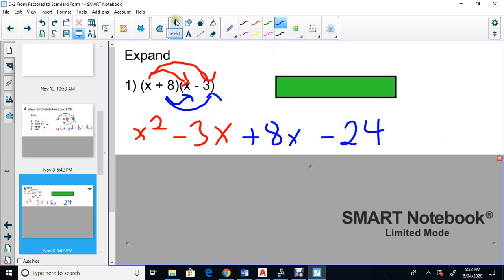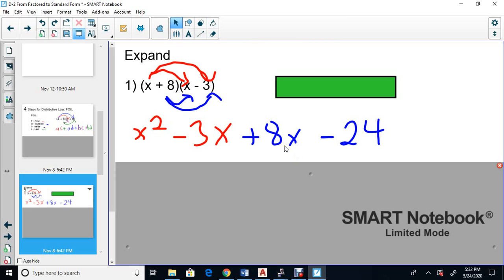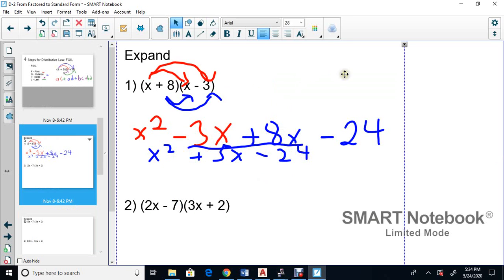Now we're going to go and clean this up. We're going to add the two middle terms. We're going to put these together. So we get x squared plus 5x minus 24. We left the minus 24 and the x squared, and we put these two together: minus 3 plus 8 is plus 5x. So I move this number down here, and now we're going to do question 2.